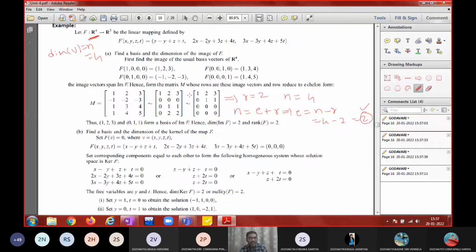Okay, and what are the basis elements of this range space? (1,2,3) is one element, (0,1,1) is another element. See, these two are generating the range space.